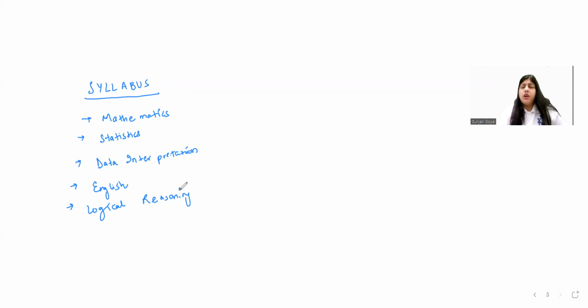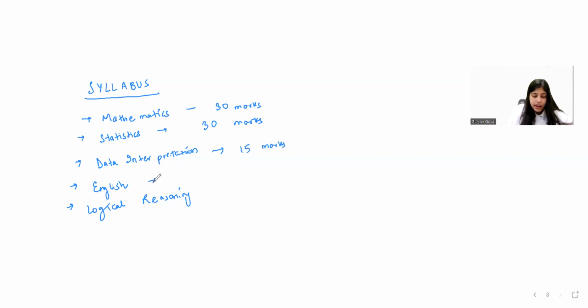There are no sectional cutoffs, and the paper is not divided section-wise. But yes, there is a division in the syllabus of how the marks will be distributed. These are the major 5 subjects. Mathematics consists of 30 marks, statistics 30 marks, data interpretation 15 marks, English 15 marks, and logical reasoning 10 marks. Okay. So these are the major contents of your paper.